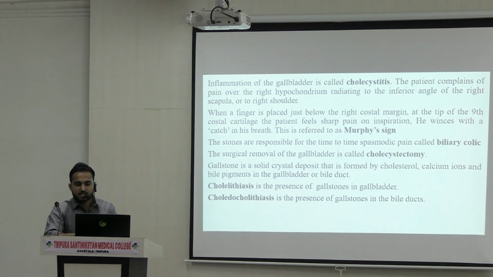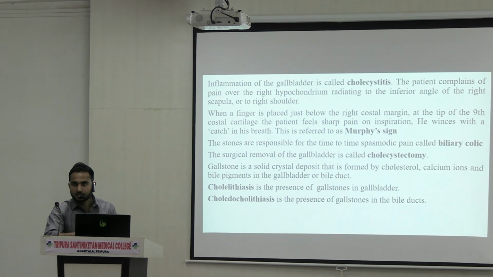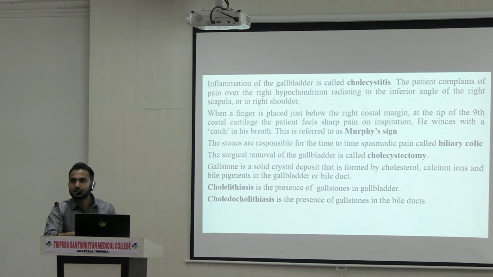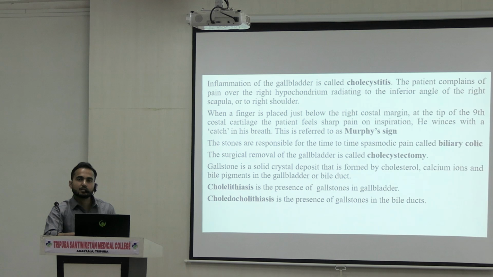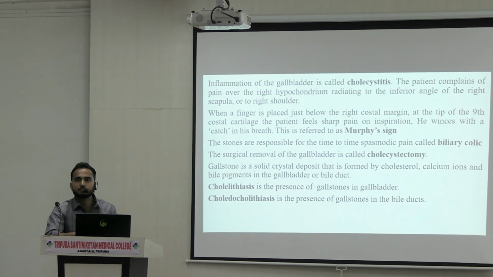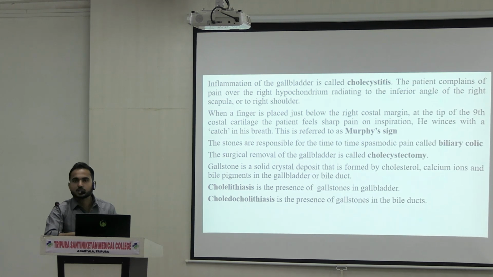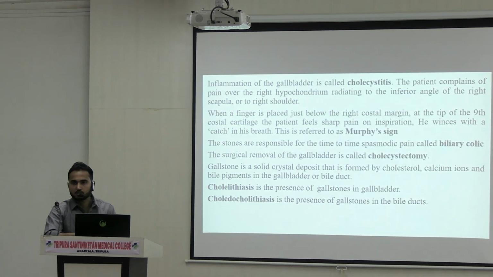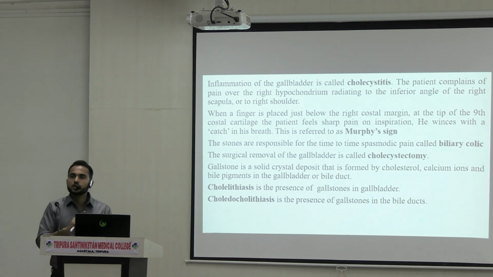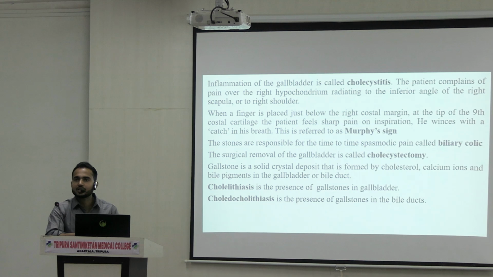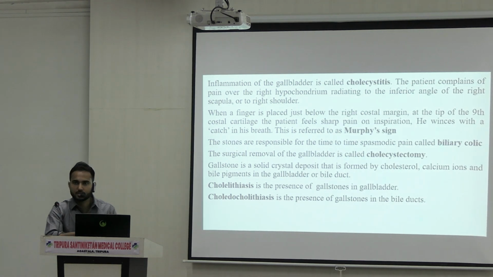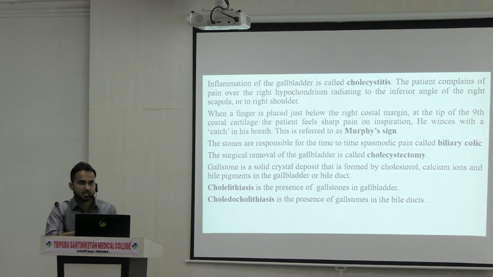Now when the finger is placed just below the right costal margin, at the tip of the 9th costal cartilage, and you ask the patient to take a deep breath, at that time the patient will feel severe pain, and that is called Murphy's sign. That is called Murphy's sign. Last class I told you the exact location of the fundus of the gallbladder, the surface anatomy of the fundus of the gallbladder. In the last class we have discussed that.